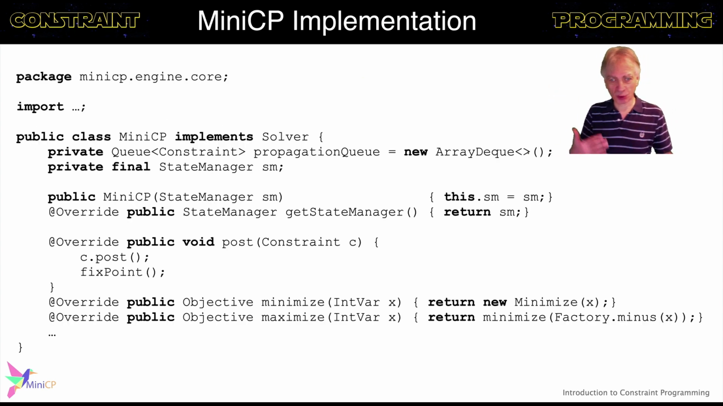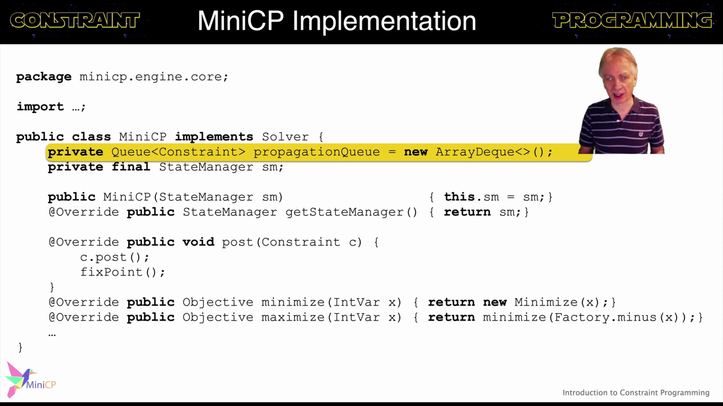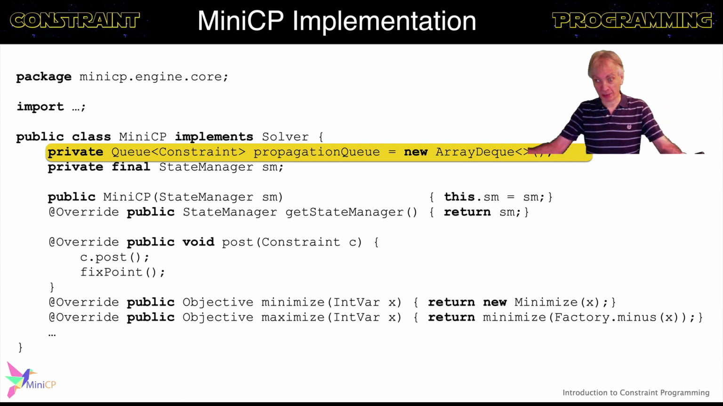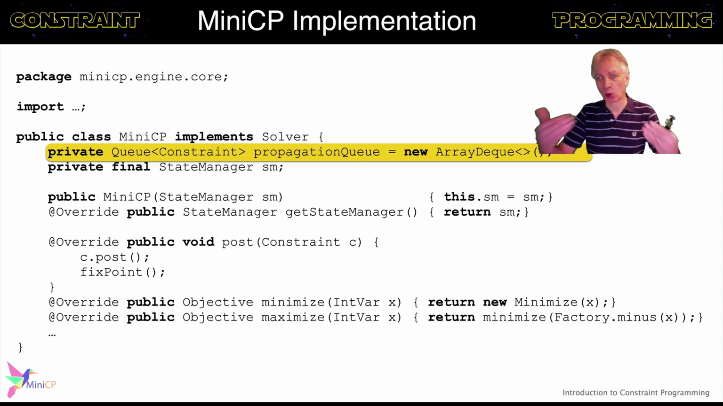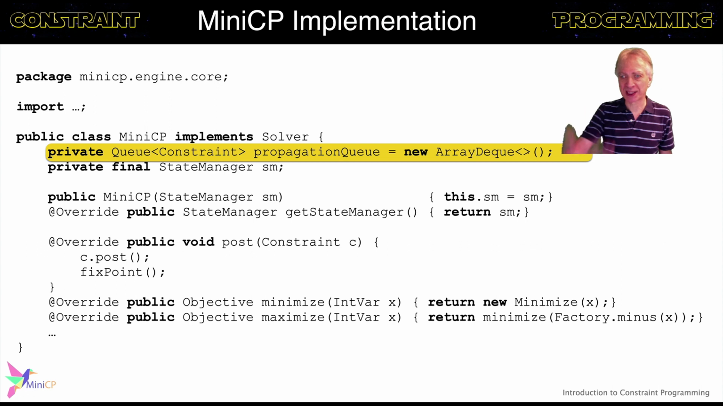So this is the implementation of the solver in MiniCP, and it has a couple of things that are interesting. The first thing it has, and that's what you expect, is a propagation queue. That's where you put all the constraints that need to be processed, that need to be propagated, for which you need to apply the filtering algorithm.